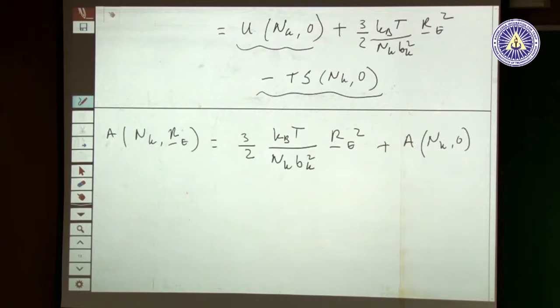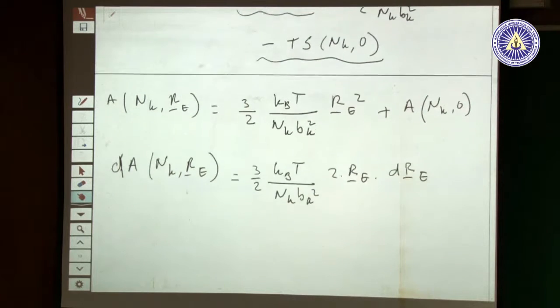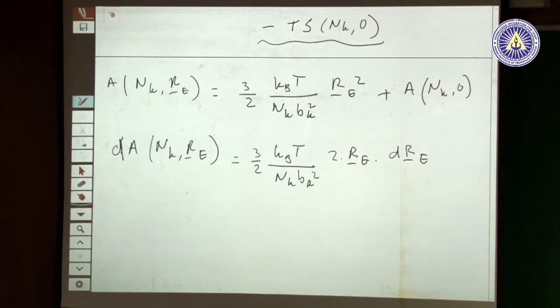Now, let us imagine we change this free energy by changing the end to end vector by a small amount, right. So, I would say dA, the change in this Helmholtz free energy due to a small change in RE, would be the derivative of this with respect to RE, right. So, this would be 3/2 kBT over NK bK squared times 2 RE dotted with dRE. If I took the differential, the small change in the Helmholtz free energy because of a small change in the end to end vector, the other term is a constant, so it does not contribute.